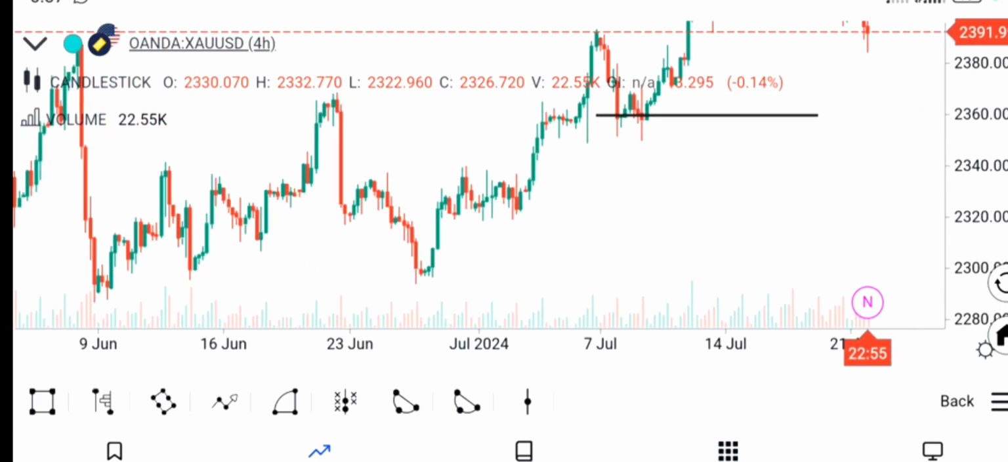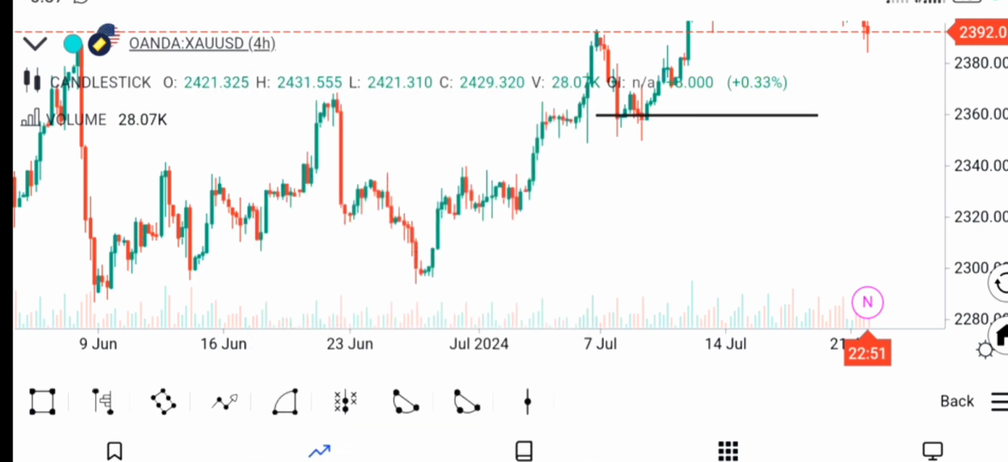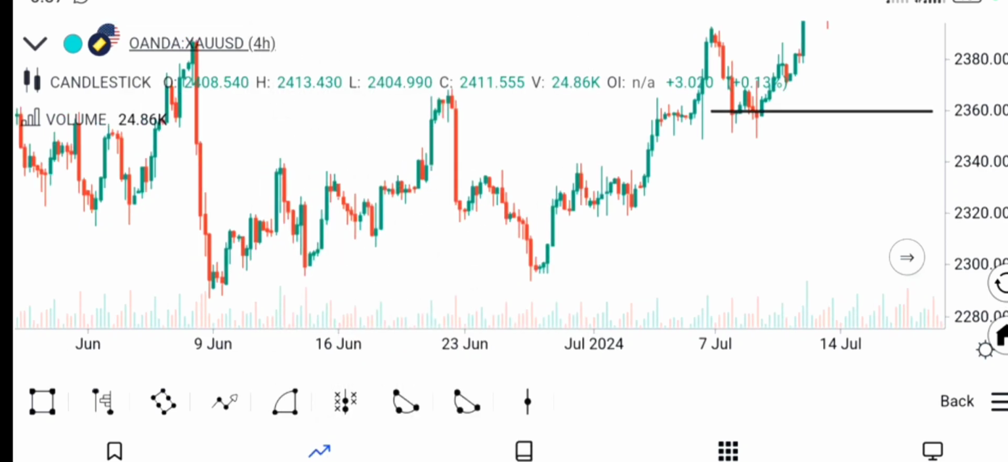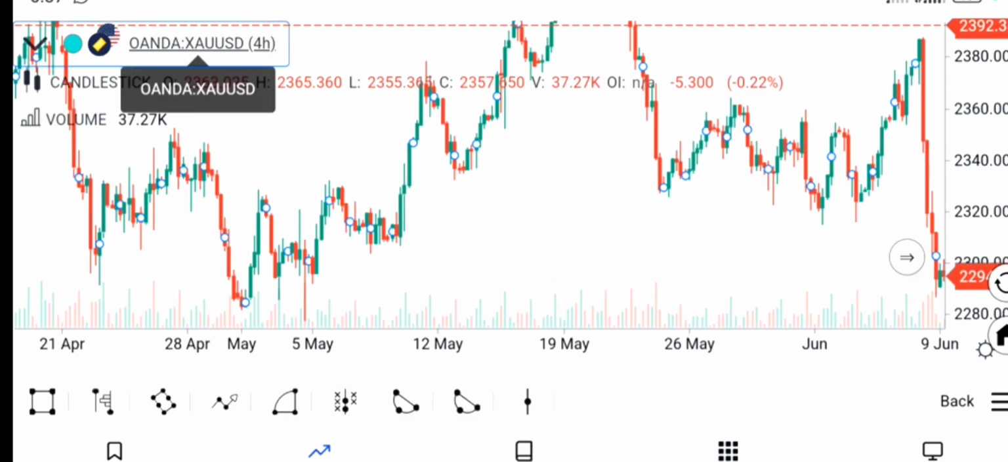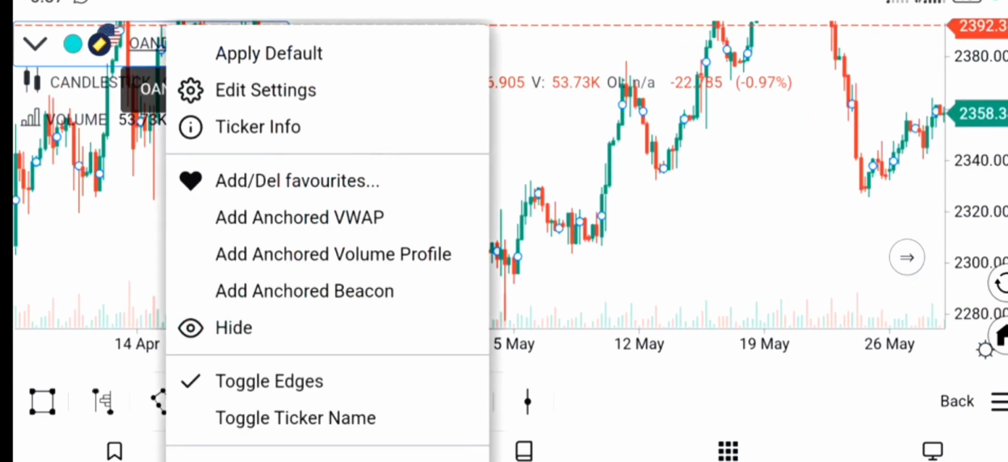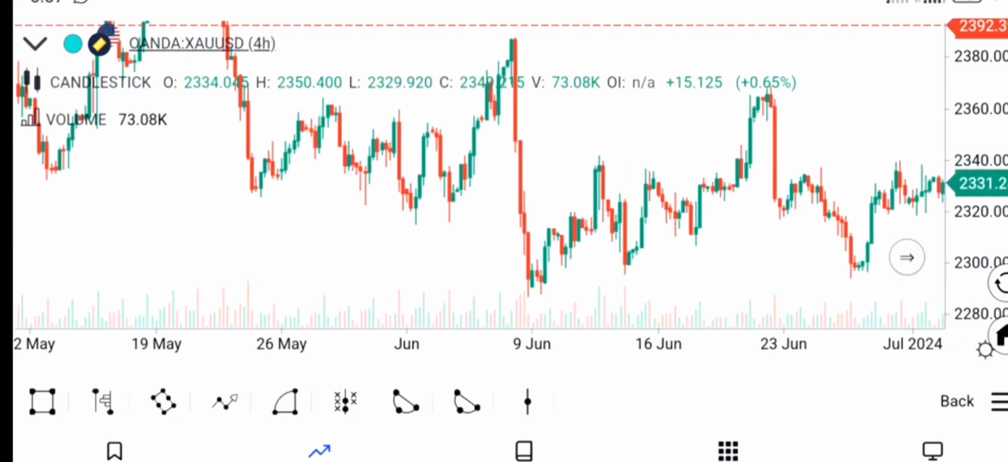Anyway, let me change the time frame, because on the 4-hour time frame there's not really any noise, but on a 15-minute or 5-minute chart, there's more noise. So let me try and see if I can change this.